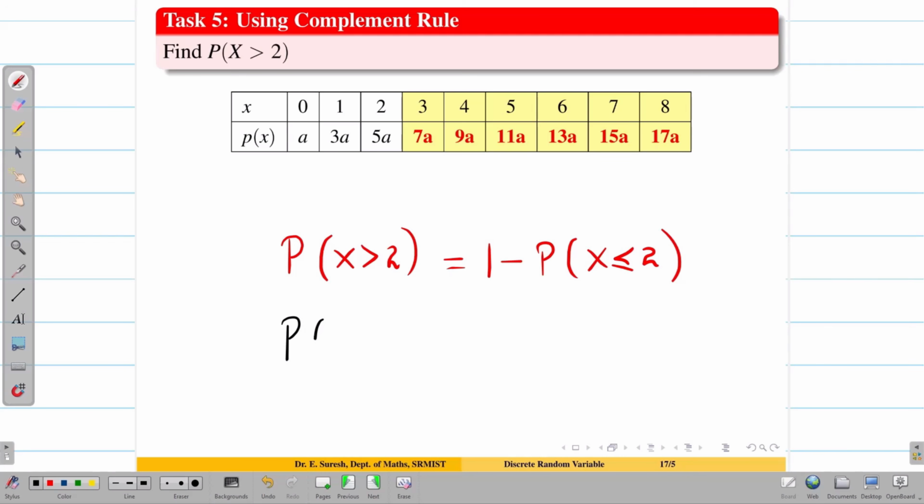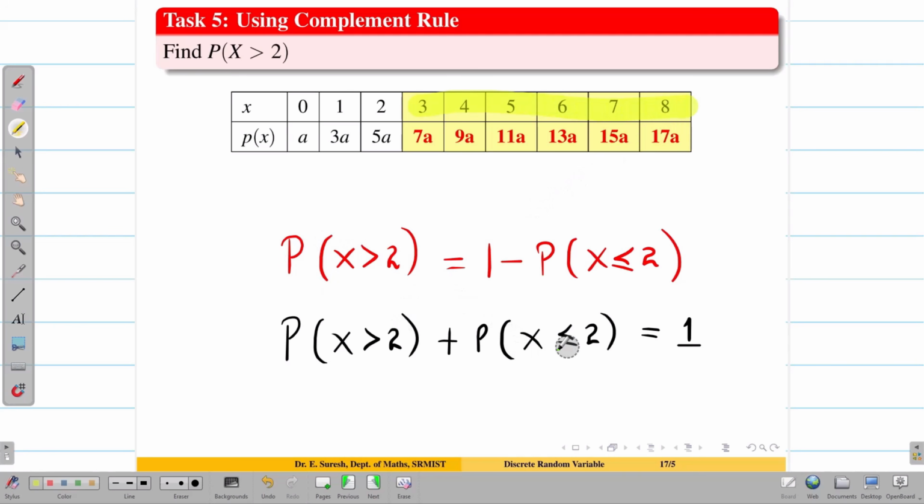It is easy to see probability of x greater than 2 plus probability of x less than or equal to 2 is always 1, because when I take probability of x greater than 2, I cover 3 to 8. When I take probability of x less than or equal to 2, I cover 0, 1, 2. So the total probability is always going to be 1.